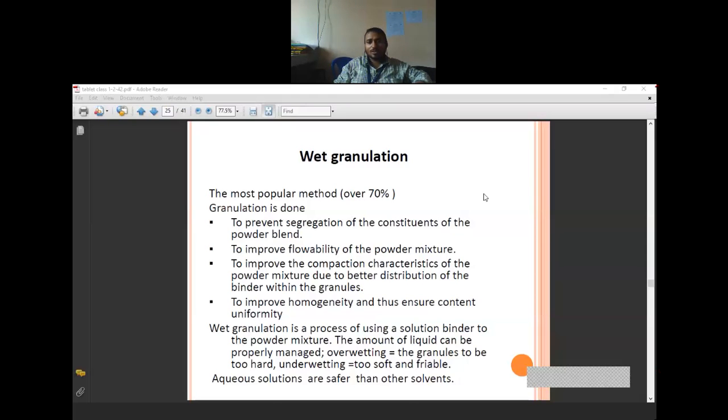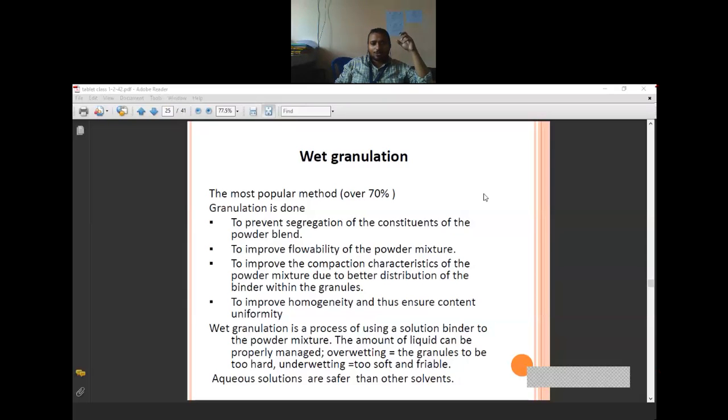To improve the compaction characteristics of the powder mixture due to better distribution of the binder within the granules. The compression properties will be enhanced in wet granulation. To improve the homogeneity and content uniformity. We can improve whether the drug content is uniform with the help of wet granulation. When we mix wetly, the drug mixes uniformly with the excipients, so all the drug should be uniform in that particular tablet formulation in wet granulation.